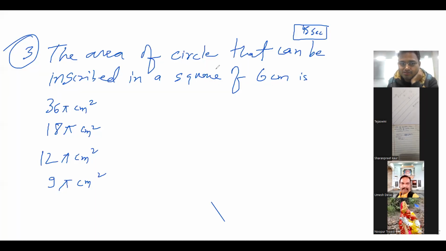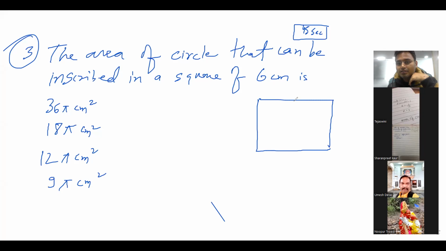Easy peasy question only. See, the question is what? The area of a circle that can be inscribed in a square. So here we have a square, and in this square there is a circle. Right? So you have to find what? My drawing is not good. Okay. In a square, there is a circle. The area of a circle that can be inscribed in a square. This figure is okay?